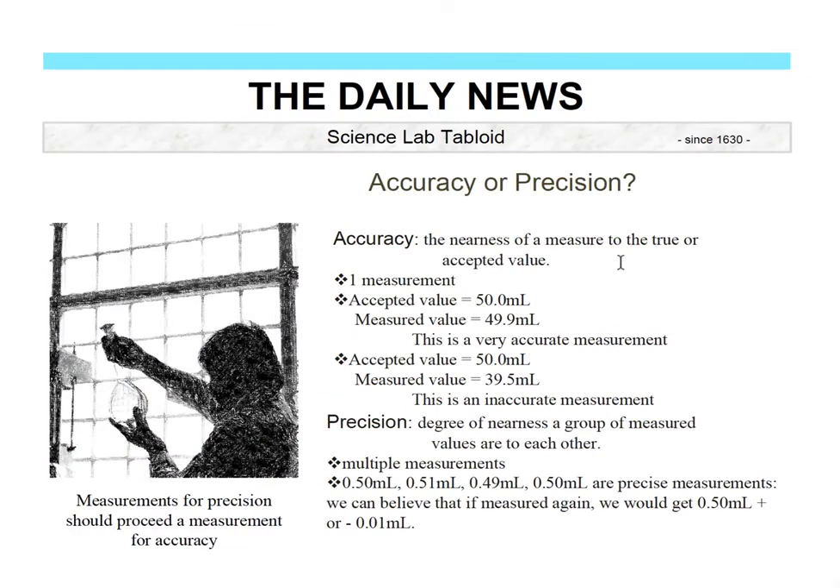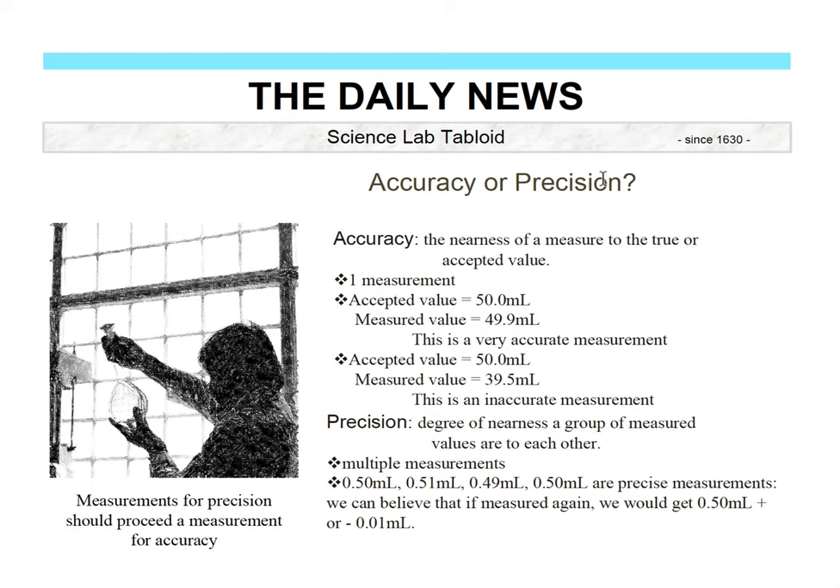So, accuracy versus precision. Accuracy is the nearness of a measure to the true or accepted value. For example, the density of water at room temperature is 1 gram per milliliter, which means 1 gram equals 1 milliliter. If you measure the density of water at room temperature and you get that, then you are very accurate.